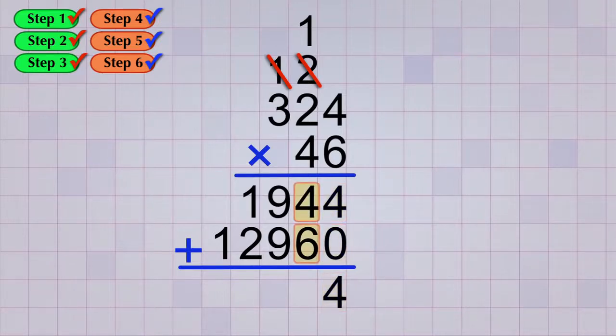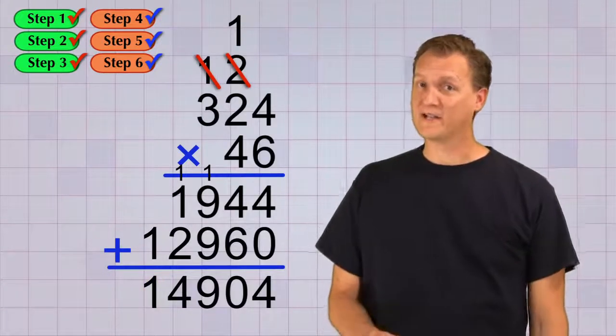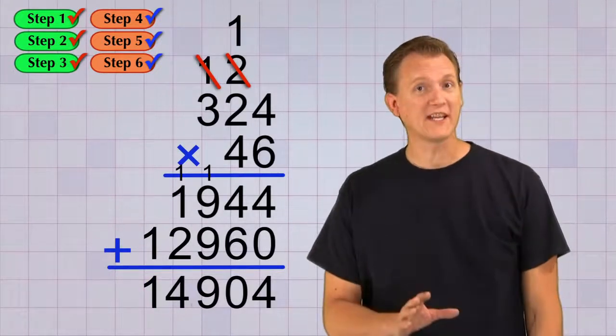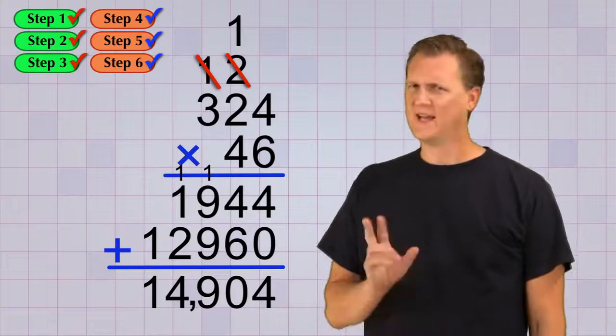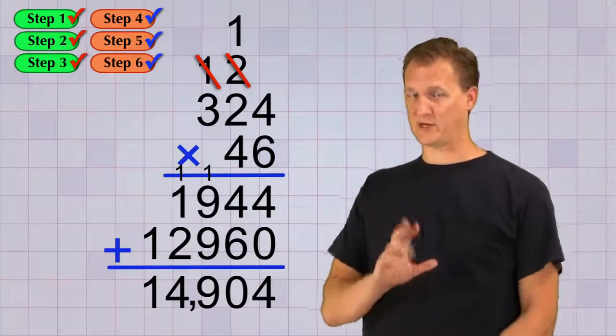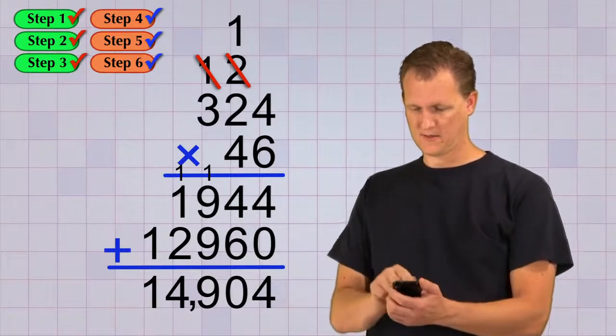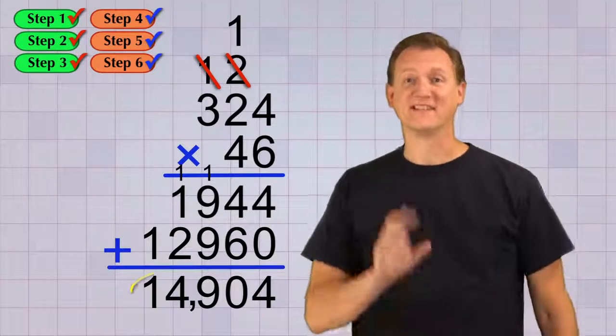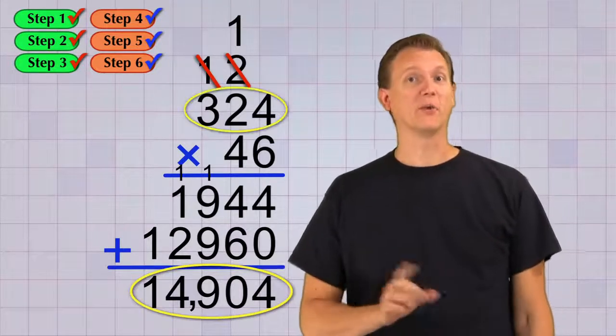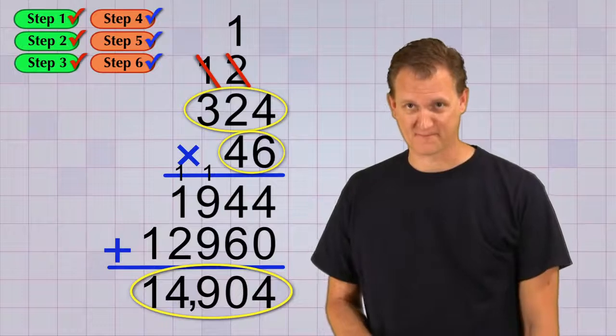4 plus 6 equals 10, so we carry the 1. 1 plus 9 equals 19. So we carry the 1 again. 1 plus 2 equals 4. And then our last answer digit is just 1. There. Our final answer is a pretty big number, 14,904. Let's double check with a calculator to make sure we got it right. Let's see. Yep, that's exactly what you get when you multiply 324 by 46.